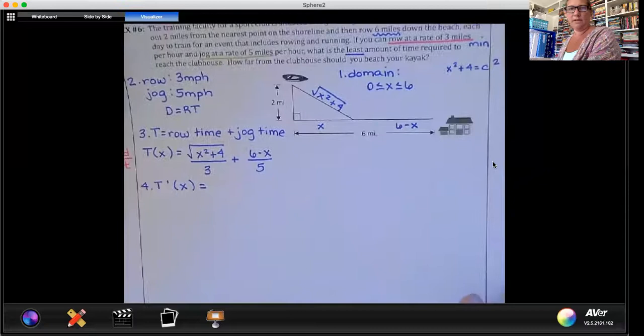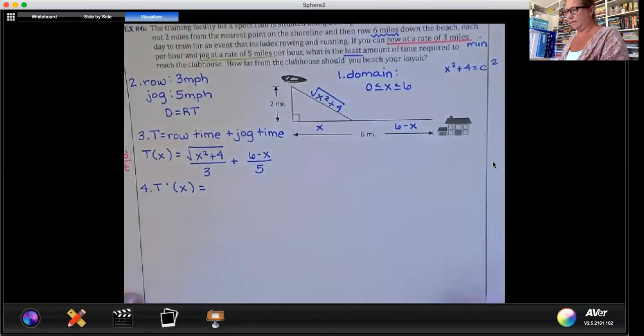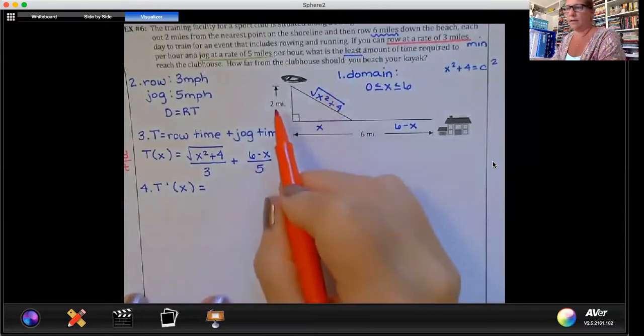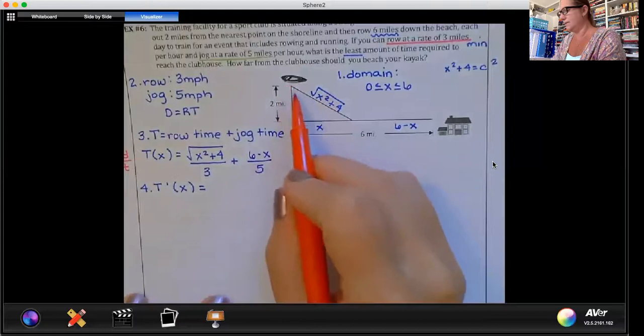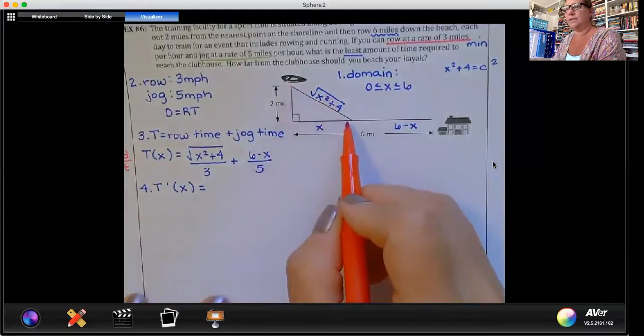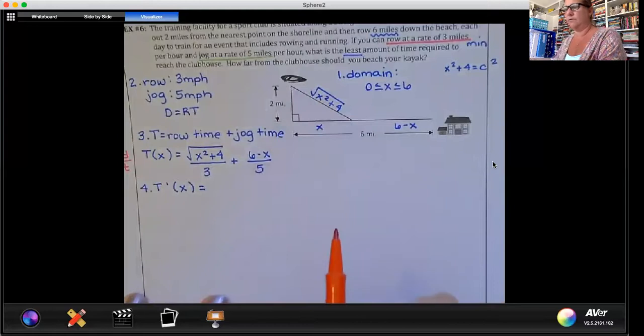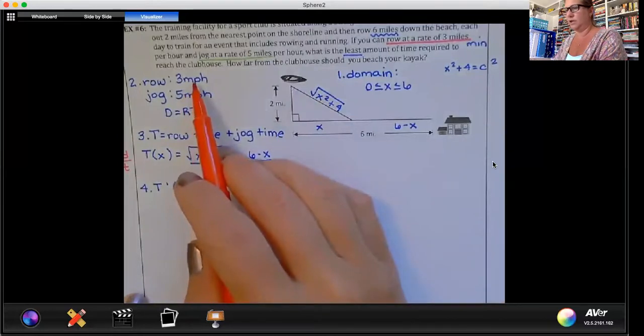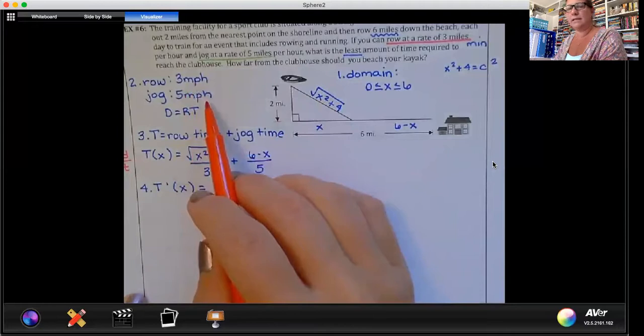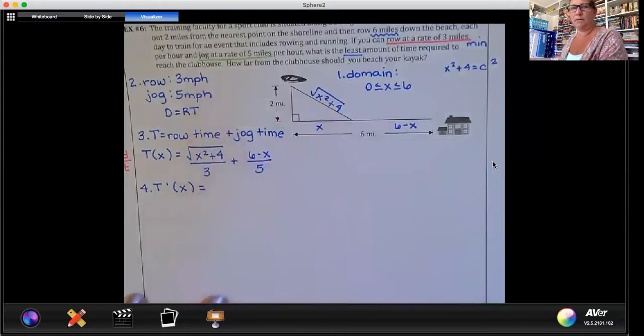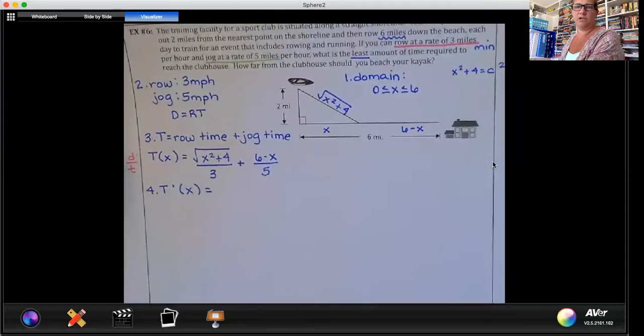All right, these last two examples are fairly long, so I have gone ahead and given you some information here. If you want to take just a minute and write those down. The training facility for a sport club is situated along a straight shoreline. You row your kayak out 2 miles from the nearest point on the shoreline, and then row 6 miles down the beach each day to train for an event that includes rowing and running. If you can row at a rate of 3 miles per hour and jog at a rate of 5 miles per hour, what is the least minimum amount of time required to reach the clubhouse? How far from the clubhouse should you beach your kayak?